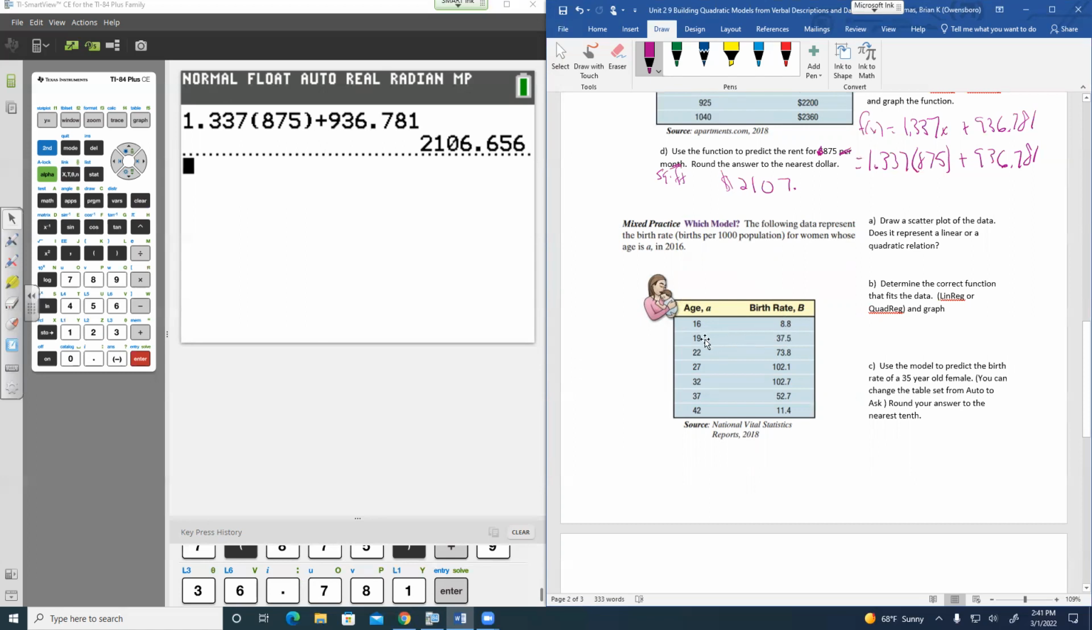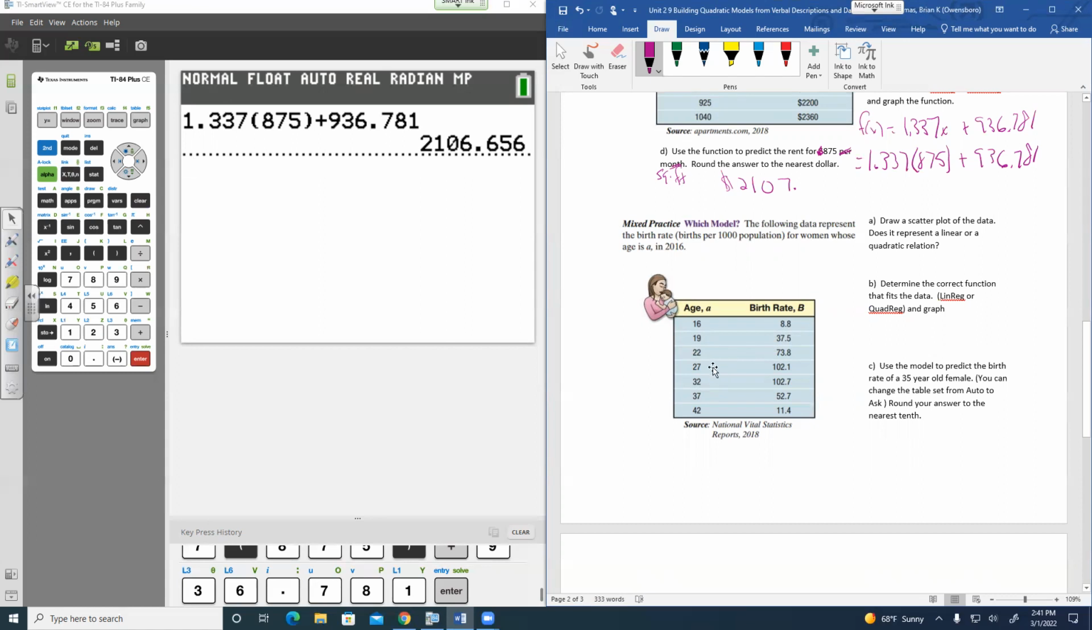If somebody's 19 years old, 37.5 births are happening per 1,000. So it's not a huge birth rate there. You see most people are waiting until their late 20s and early 30s to have children. That sounds reasonable. By then, most people are ready to settle down and make some roots.